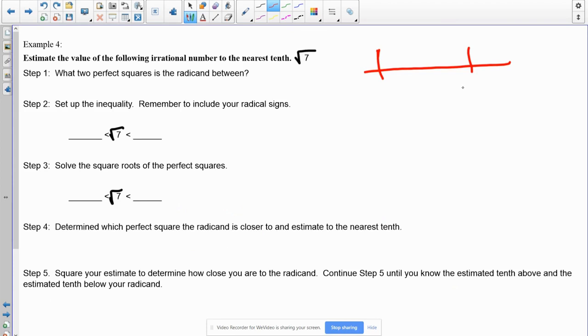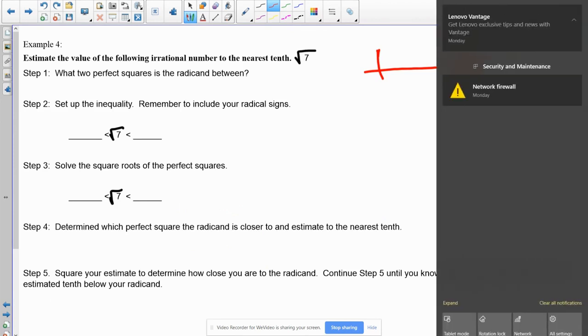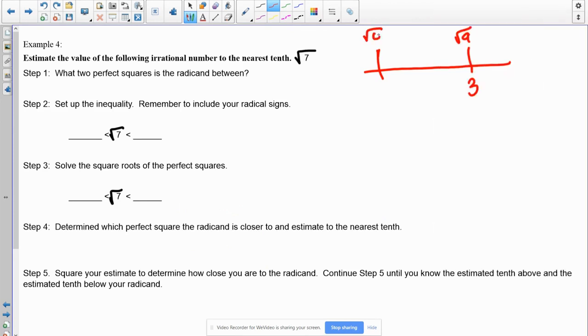Well, square root of 9, I'll go backwards here, is 3. And the square root of 4 is 2, and the square root of 7 falls in between there. So I know I'm looking at the whole numbers of 2 and 3. So in other words, my estimate for the square root of 7 is between these two values.